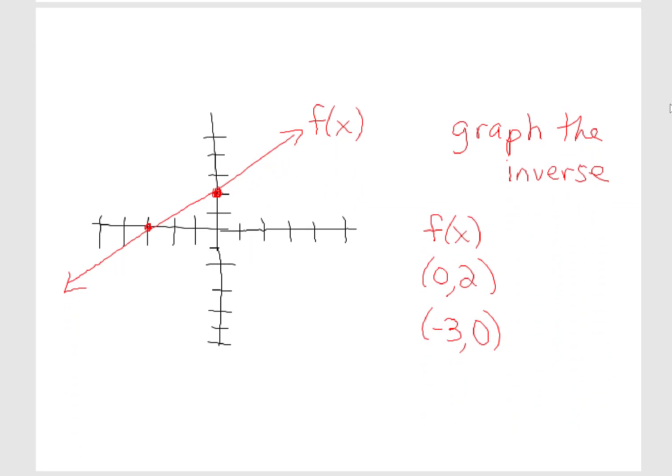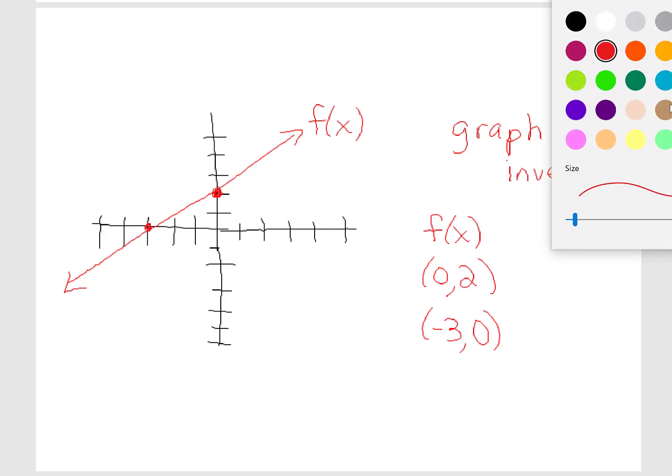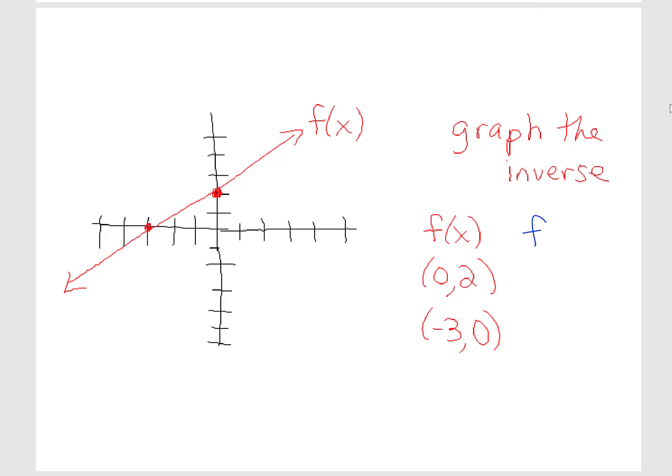So they want us to graph the inverse. So we have 0, 2 and -3, 0. Okay, so for the inverse function, I'm just going to flip these around: 2, 0 and 0, -3.